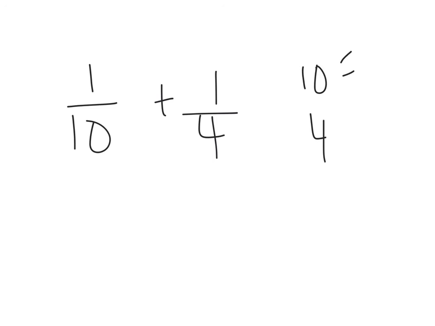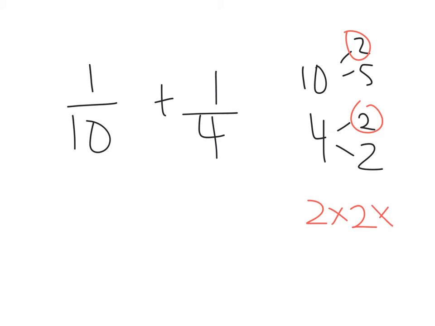For 10, it's going to be 2 times 5. For 4, it's going to be 2 times 2. Least common multiple is going to be, remember, whatever's shared, we circle. So it's going to be 2 times 2 times 5, which is equal to 20. So I'm going to have to change the bottom and the top to 20ths. And the way I do that is I'm going to multiply this by 2. I have to do the same thing up here.